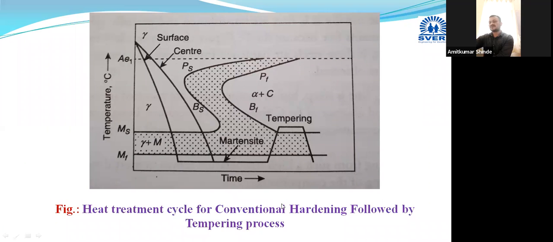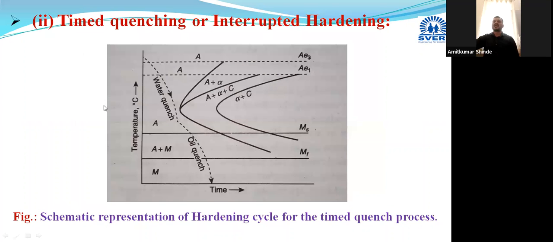The second type of hardening is timed quenching or interrupted hardening. I will explain the applications of this timed quenching or interrupted hardening. This can be used for low carbon steel. You can go for all types of steels here: low carbon steel, medium carbon steel, high carbon steel, alloy steels. You just have to change the mediums. Different mediums are used here.